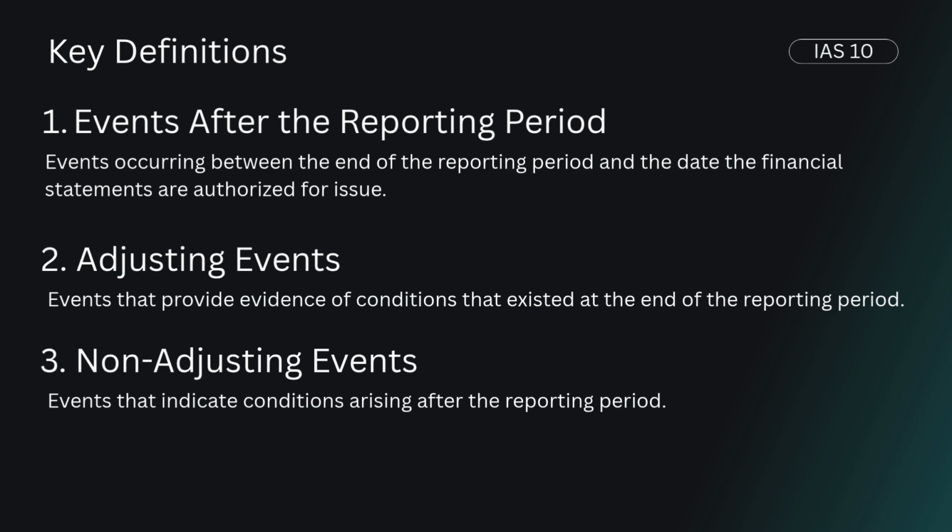Number 2. Adjusting events. Events that provide evidence of conditions that existed at the end of the reporting period. Number 3. Non-adjusting events. Events that indicate conditions arising after the reporting period.